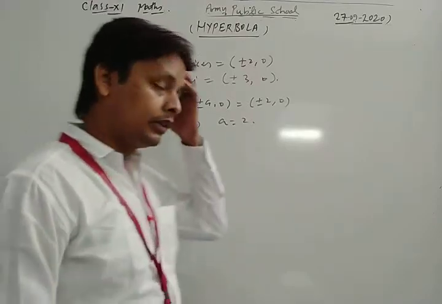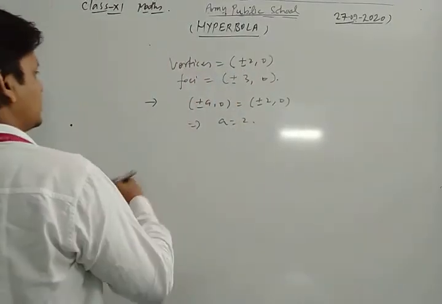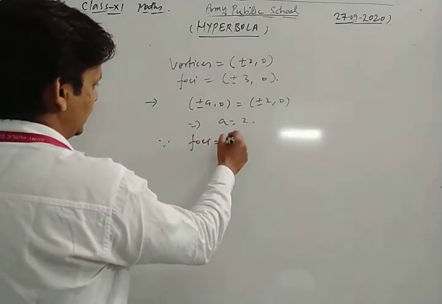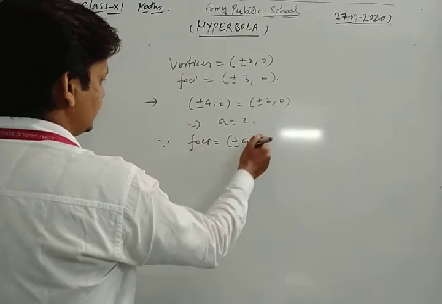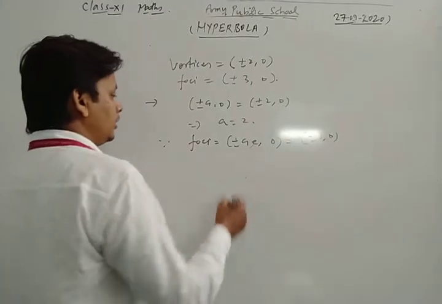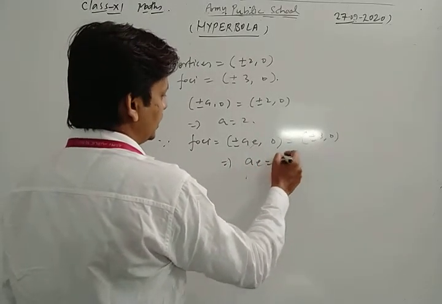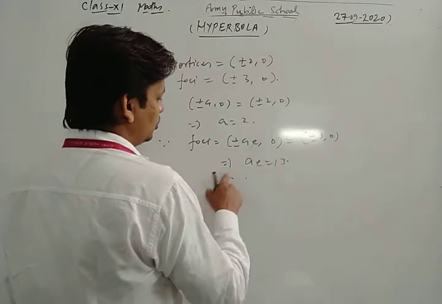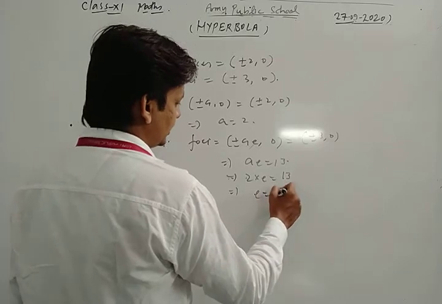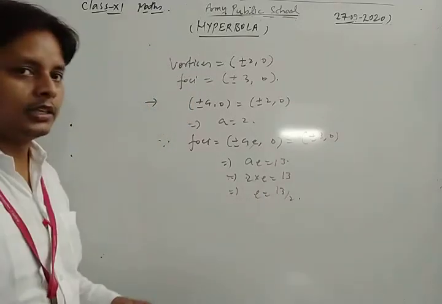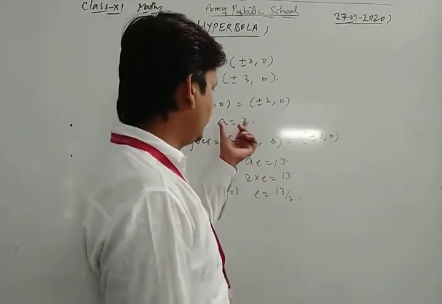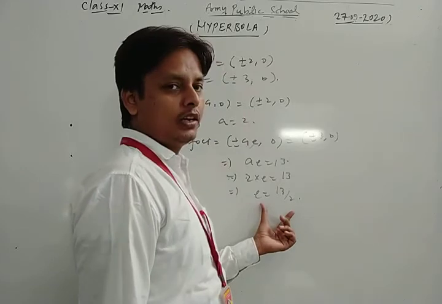Here the foci of the hyperbola are given as plus minus 3, and you know that the foci of the hyperbola are what? Plus minus ae, 0. This is equal to plus minus 3, 0. Now on comparing them, we get what? ae is equal to 3. Now here we put the value of a as 2 into e, that is 3. Then the value of e is what? 3 upon 2. This is the eccentricity of the hyperbola. So in this way we get the value of a and the value of e.